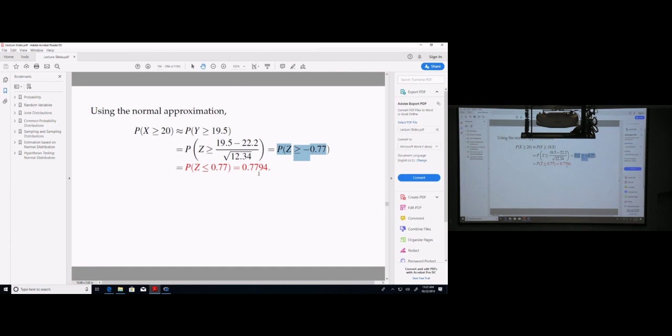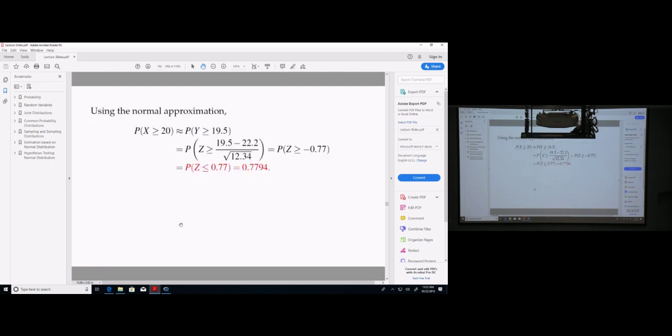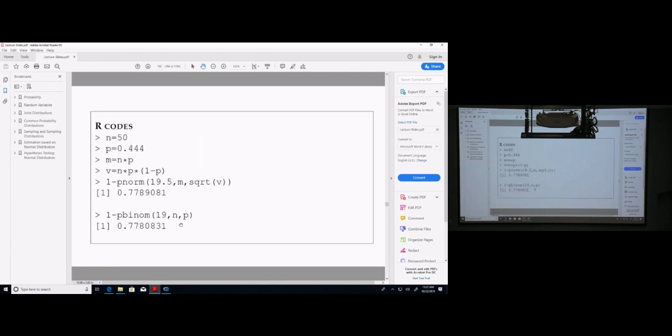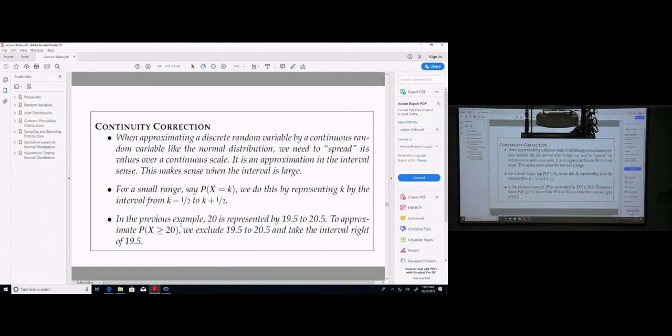So this is all because this is very close to 0.5. So the binomial distribution is very symmetric to start with. All right, so the approximation would be quite good. Okay, so this is how it is done in our codes. In the above calculations, we have made use of continuity corrections to improve the approximations.